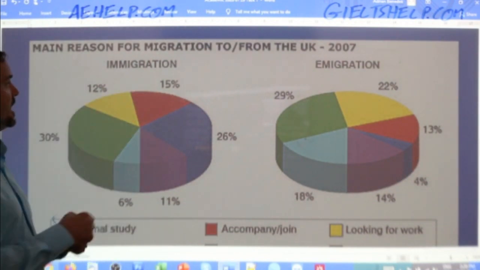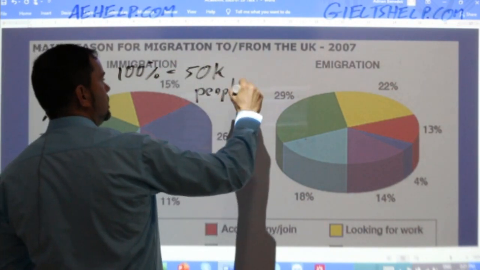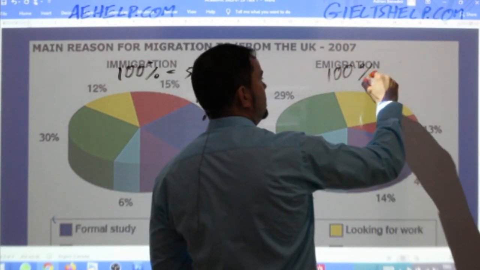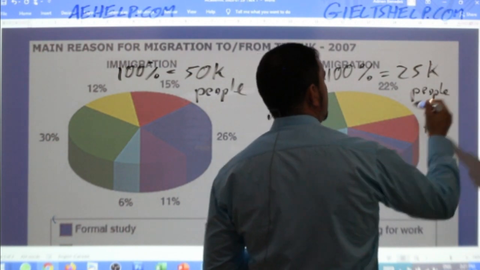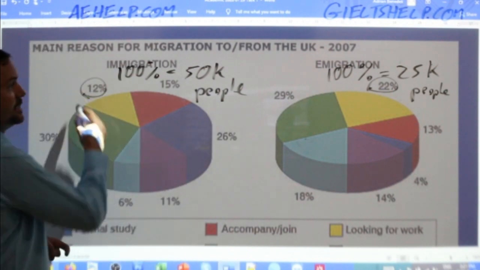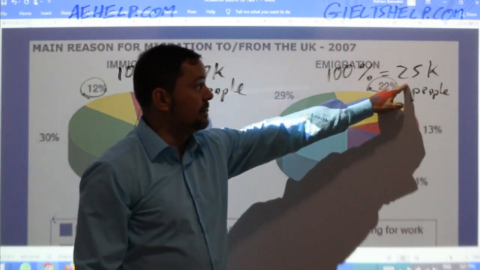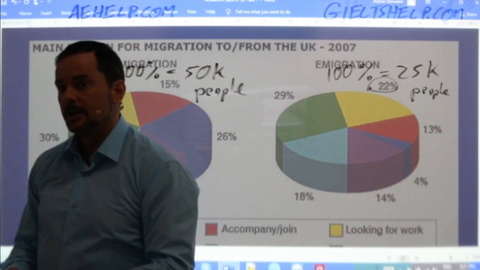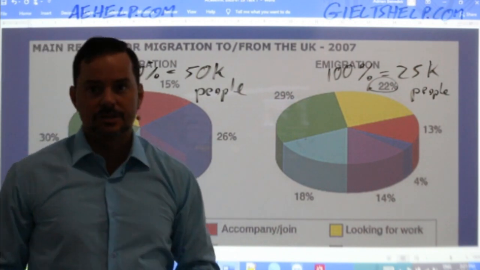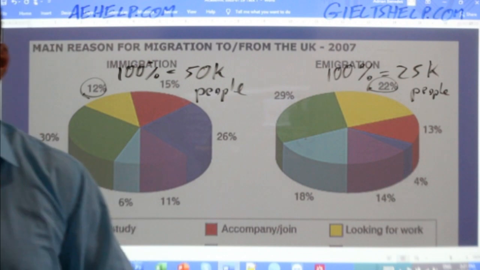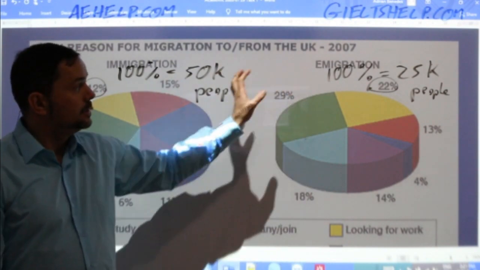If this 100% equals 50,000 people, and this 100% equals 25,000 people, then the amount of people here and here is actually the same, right? Because this is double the proportion, but half the amount. I hope that makes sense, Amira. Okay, so again, students, remember, in the academic IELTS, you are being graded on logic and coherence as well. Okay, keep that in mind. Okay, we don't know these numbers. We just know the proportions. So we can't speak to the numbers.